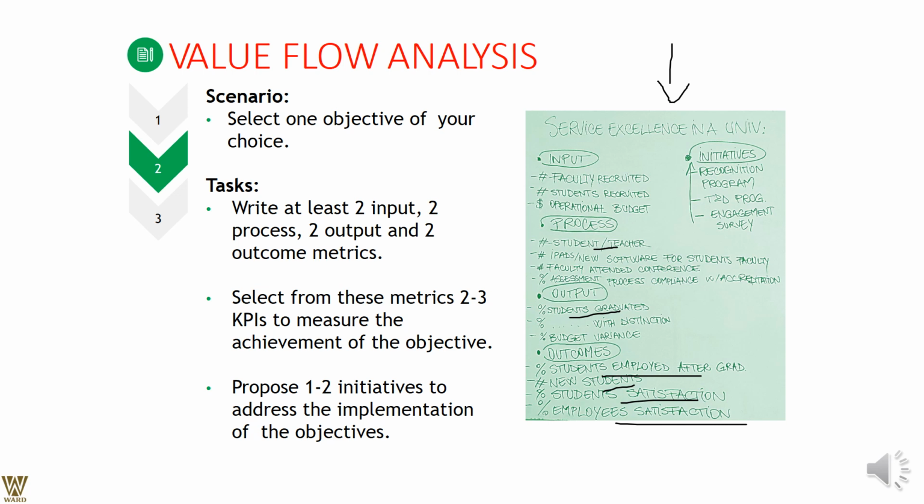So the scenario is, select an object of your choice. Write at least two inputs, two processes, two outputs, two outcome metrics, and your job is done. Again, I repeat, at least two inputs, two processes, two outputs, two outcome metrics that come around it. Select two or three metrics or KPIs to measure the achievement of the objective. Propose one or two initiatives for these metrics. Please come up with a conclusion which is to be finalized into a smaller number of recommendations. That is what we look into.